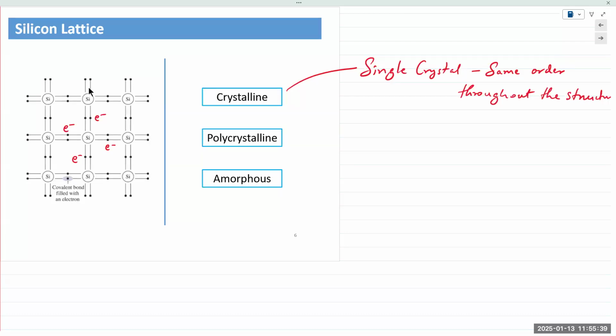So we can predict how that material is going to behave. Single crystal material.